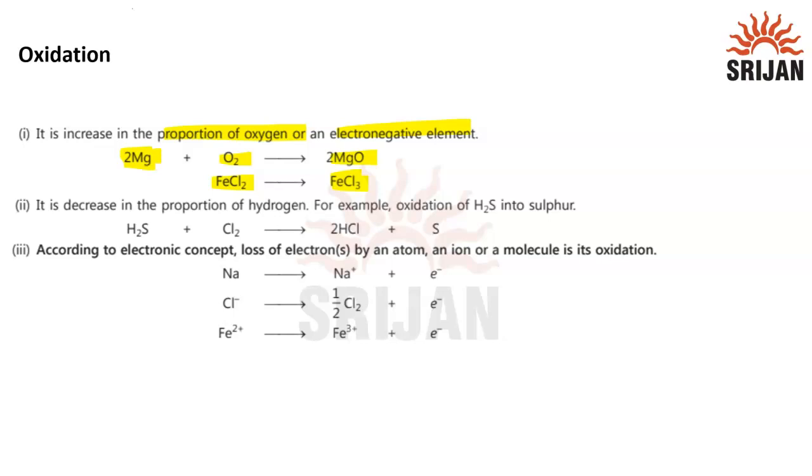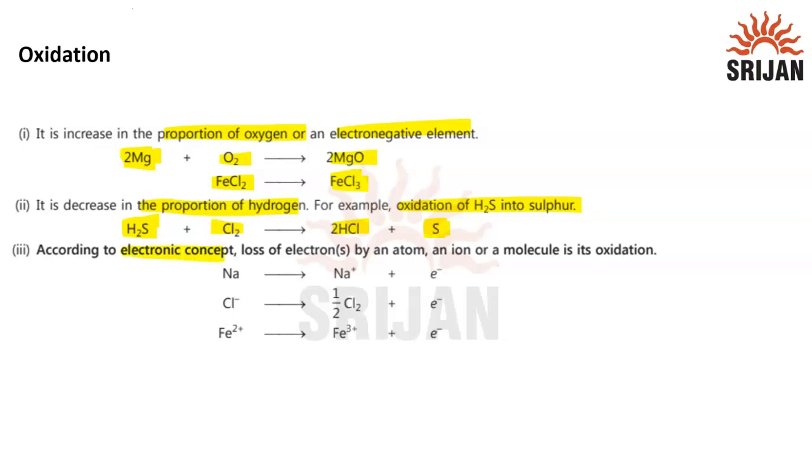Also, oxidation is the decrease in the proportion of hydrogen. For example, oxidation of H2S into sulfur. So here we are able to see that this is H2S which has hydrogen. On reacting with chlorine, we will get HCl along with the sulfur. On the reactant side, H2S has hydrogen, but on the product side, sulfur does not have any hydrogen. So we will say that H2S is being oxidized into sulfur.